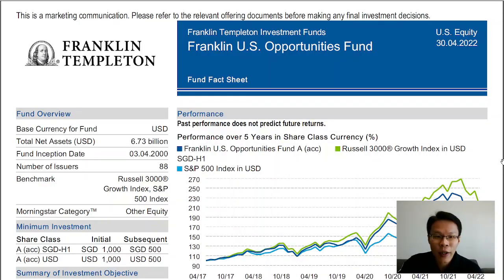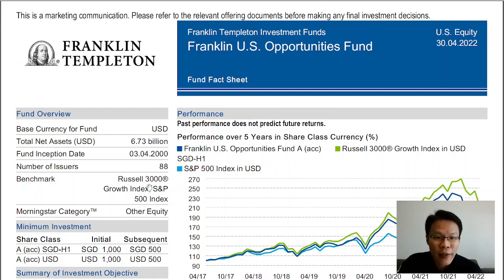Let's go. So as you can see, this is a typical fund fact sheet. The fund fact sheet, like I mentioned, should indicate all important details of the particular mutual fund itself. So let's go from the top to the bottom, left to right.